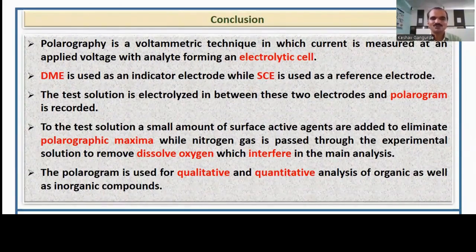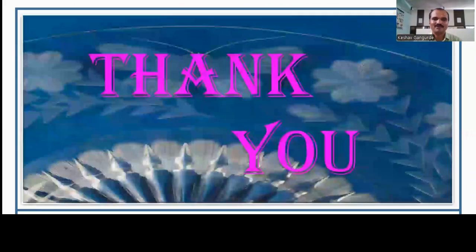In the test solution, a small amount of surface active agents like Triton X-100, gelatin and dye like methyl red are added to eliminate polarographic maxima, while in order to remove oxygen interference, nitrogen gas is bubbled through the experimental solution. The polarogram is used for the qualitative and quantitative analysis of organic as well as inorganic compounds. Diffusion current forms the quantitative basis of polarographic analysis, while half-wave potential forms the qualitative aspect of polarographic analysis.